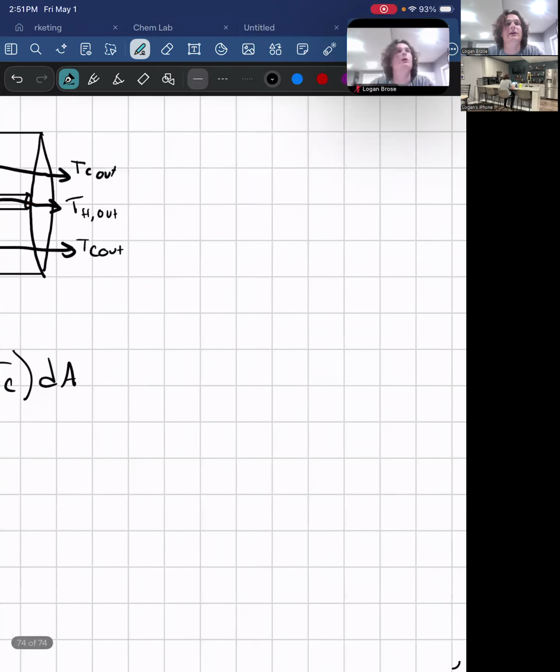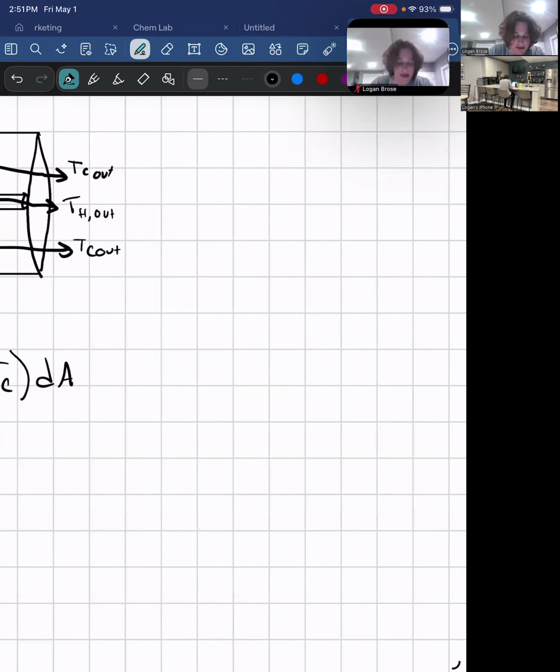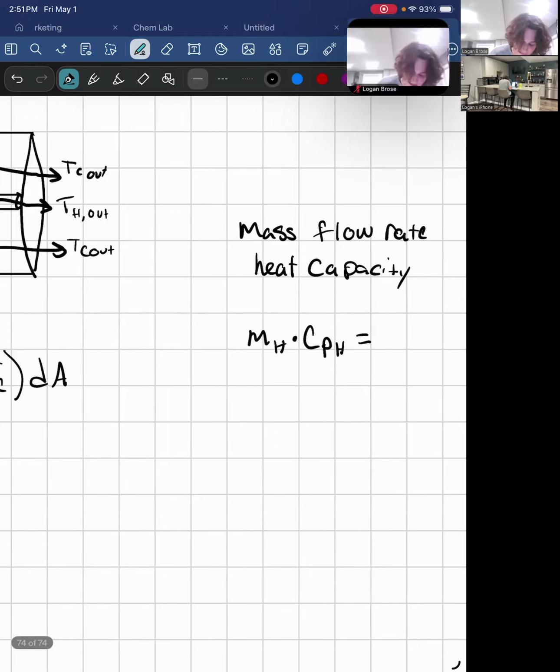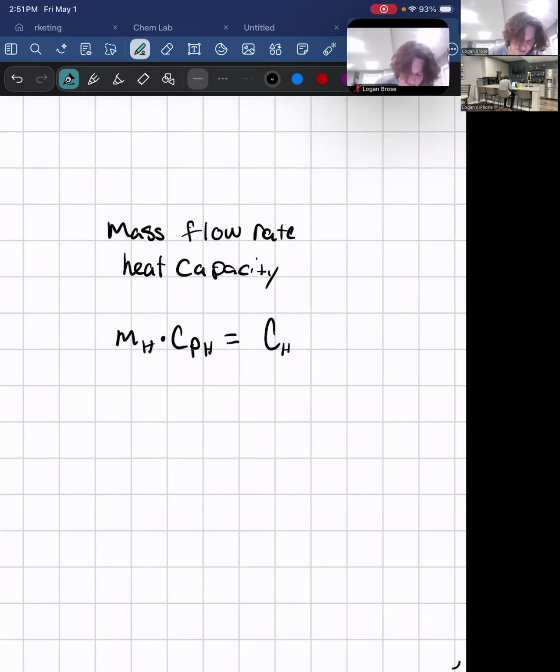So one thing that we can use is mass flow rate times heat capacity. This is the mass flow rate of one of your streams, so let's say hot, multiplied by the heat capacity of the hot stream, and this can be written as CH. And then the same thing for cold: m cold times the heat capacity of cold equals CC. These are flow rates.